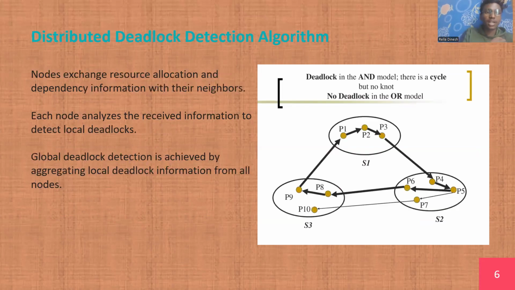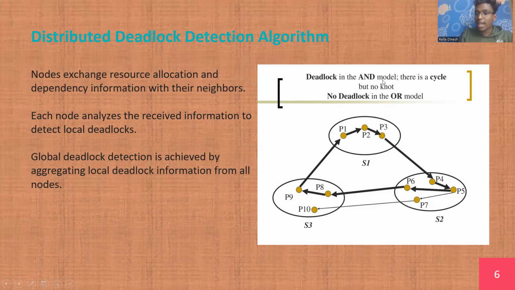Now we'll see the distributed deadlock detection algorithm. Nodes exchange resource allocation and dependency information with their neighbors. Normally, the nodes exchange the information between them. Each node analyzes the received information to detect local deadlocks. Global deadlock detection is achieved by aggregating the local deadlock information from all the nodes. These are the nodes, which are systems S1, S2, S1, where process P1 is connected to process P8.